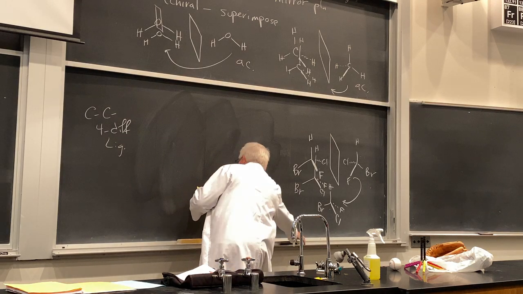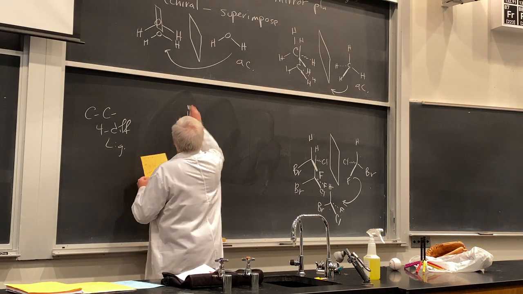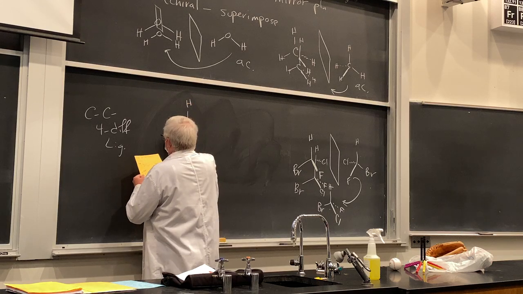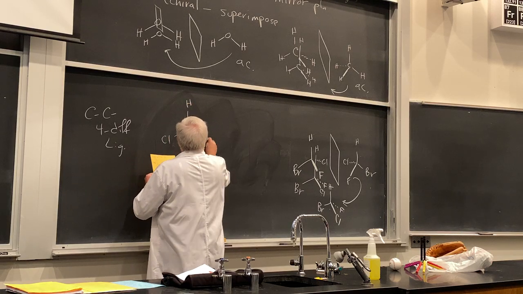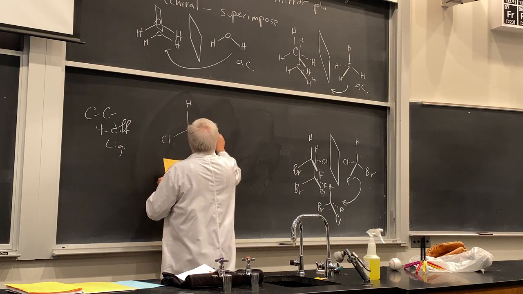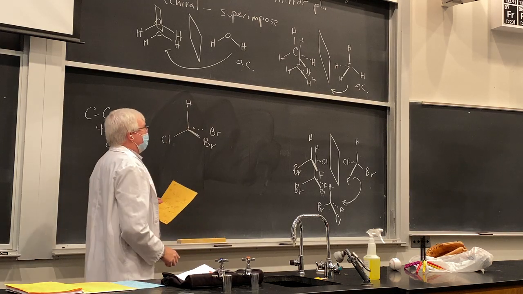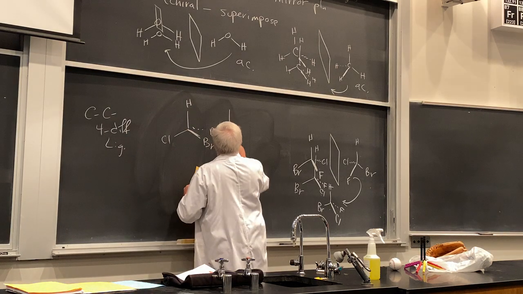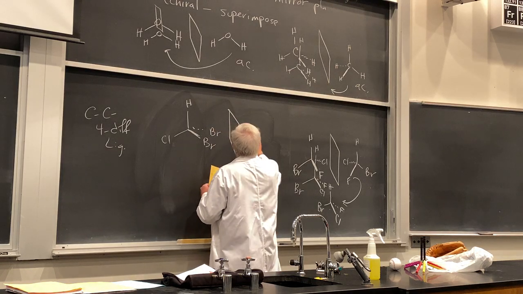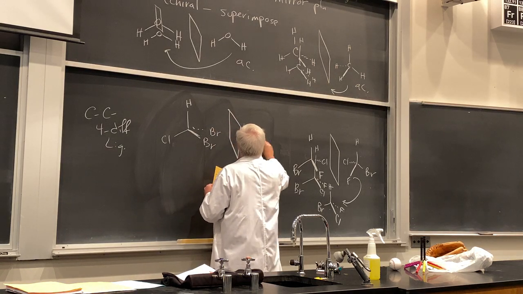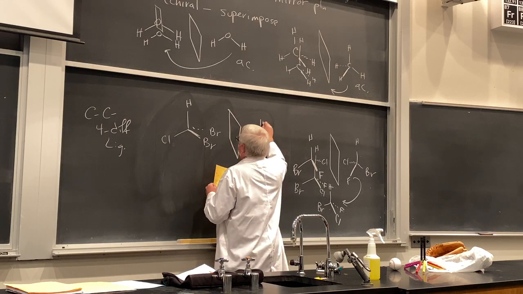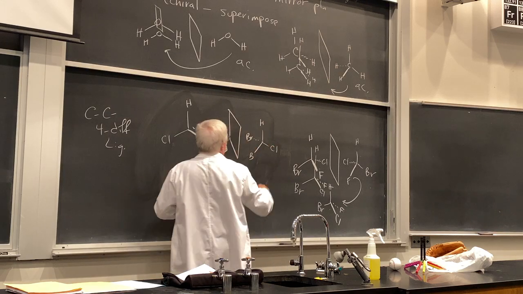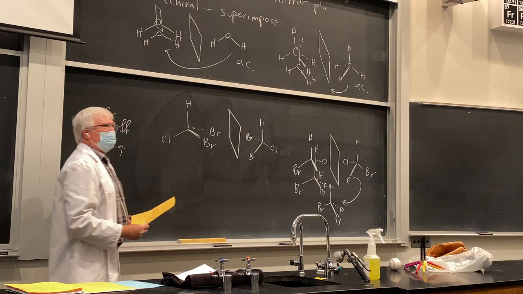Do we really need 4 different ligands? Let's see. How about hydrogen, chloride, bromide, bromide? So here's dibromochloromethane. Let's look at the mirror here. And what do we have? Bromo, bromo, hydrogen, chloro. Is that the mirror image?